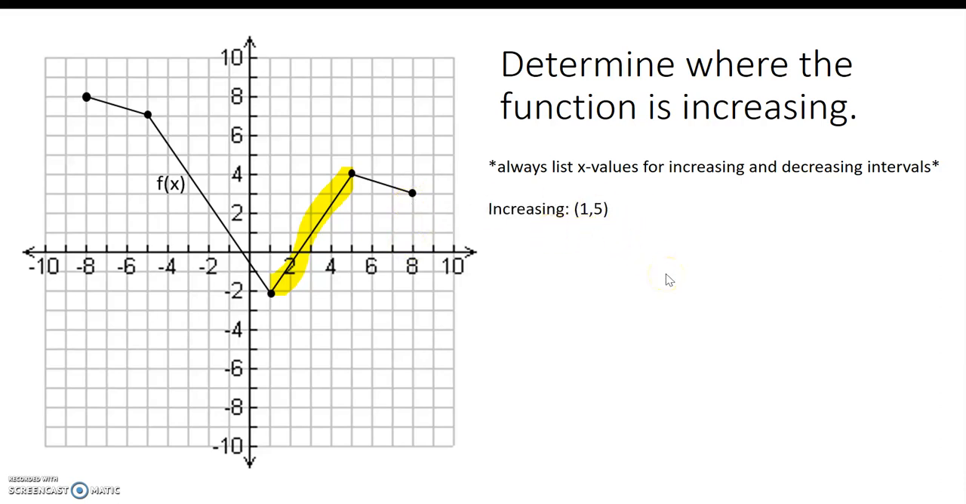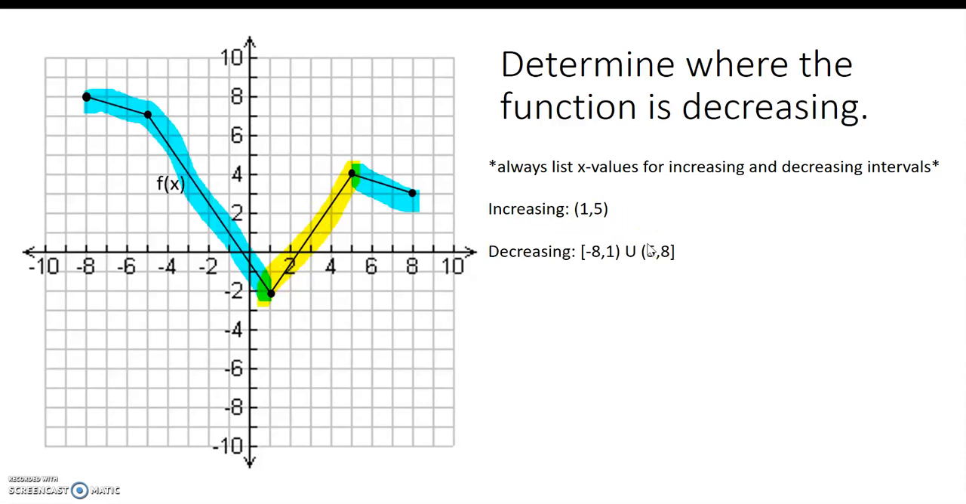The other way you can think about it is that at the x value of 1, that's where it changes from decreasing to increasing. So you need parentheses because that's the switching point. And at the x value of 5, that's where it changes from increasing to decreasing, so again that's a switching point. Then you just have parentheses with those. So your increasing interval should be from 1 to 5, not including 1 and not including 5.